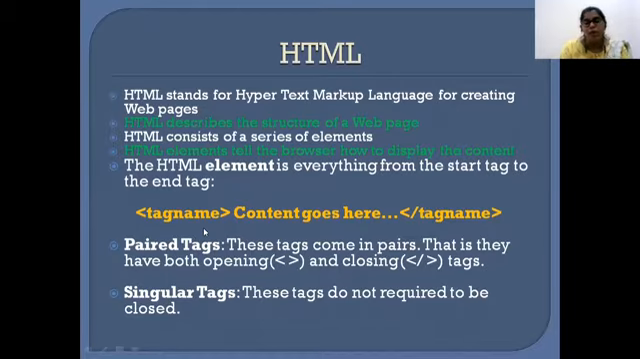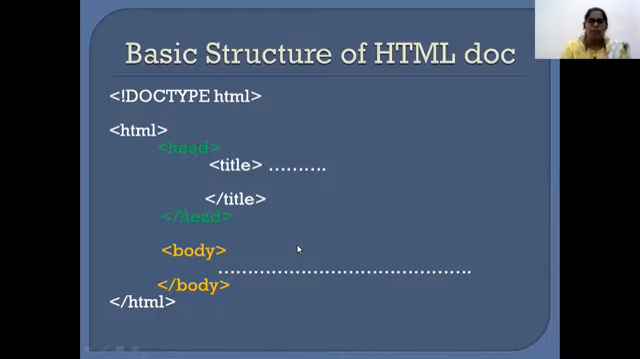There are two types of elements, paired tags and singular tags. Paired tags means a tag which has an opening and a closing, and whatever content we want to put, we keep inside this opening and closing. So paired tags will come in pairs. There will be an opening and there will be a closing. Whereas for singular tags, there will be an opening and there is no need for a closing. And in further classes, we will be seeing many examples for paired as well as singular tags.